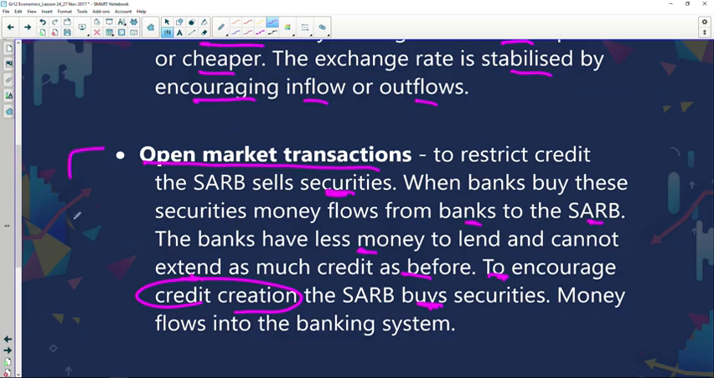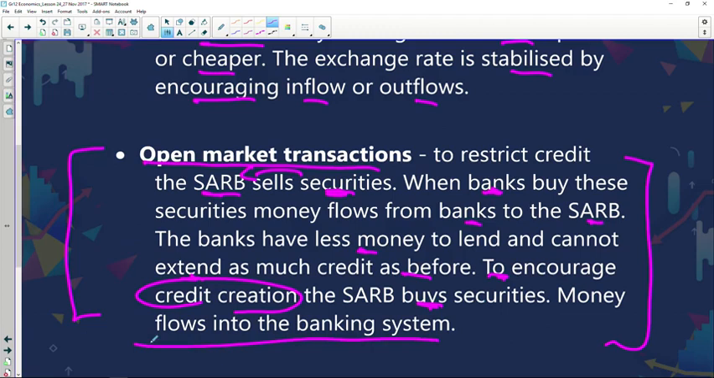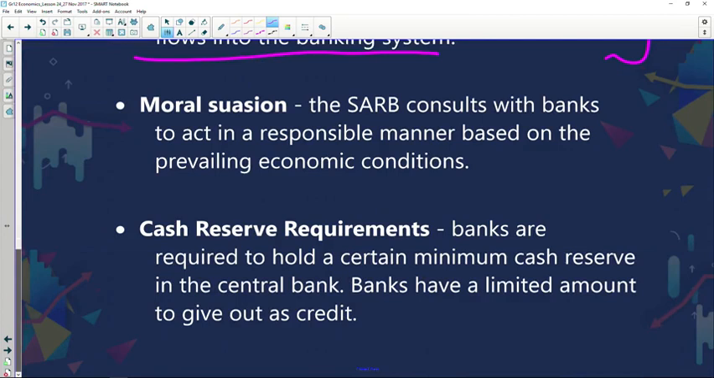So this is quite an interesting approach, because if the Reserve Bank wants to restrict money, they will sell some of their securities to the banks. Then the banks will have less money to give to households in the form of credit. And if the Reserve Bank wants to allow a flow to happen, then they will buy securities from the banks, and then there'll be more money going into the banks, hence allowing a flow into the banking system. So it's quite an interesting approach that they can use in order to encourage economic growth and development.